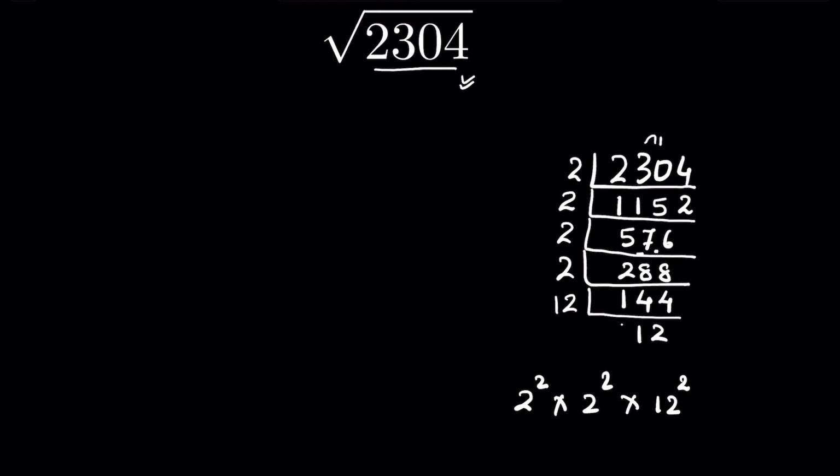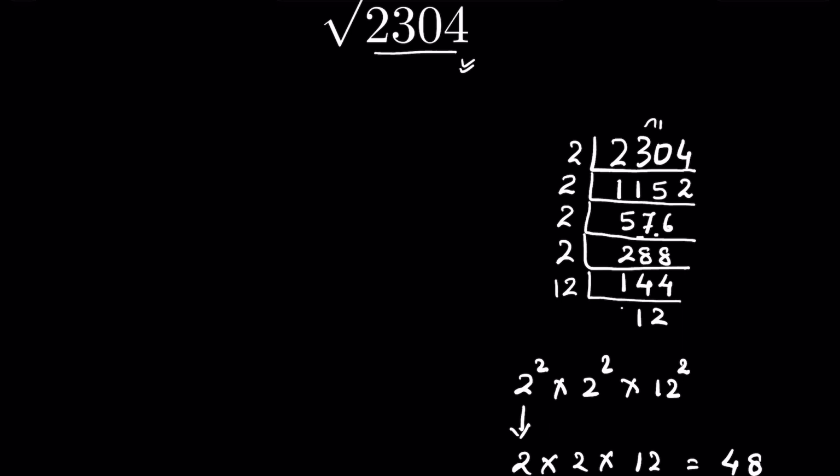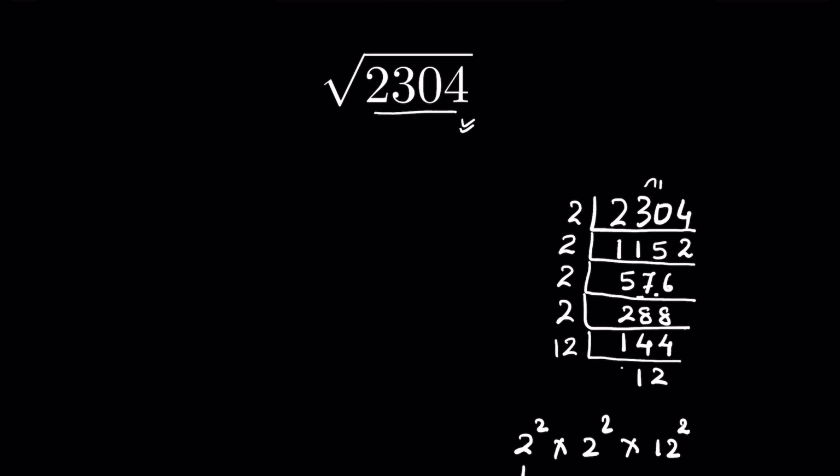To calculate the square root, we take 1 from each of the factors. So write 2 times 2 times 12. So the answer is 48. So the square root of 2304 is 48. Now there is one simpler method which takes much less time, and you should learn this method.